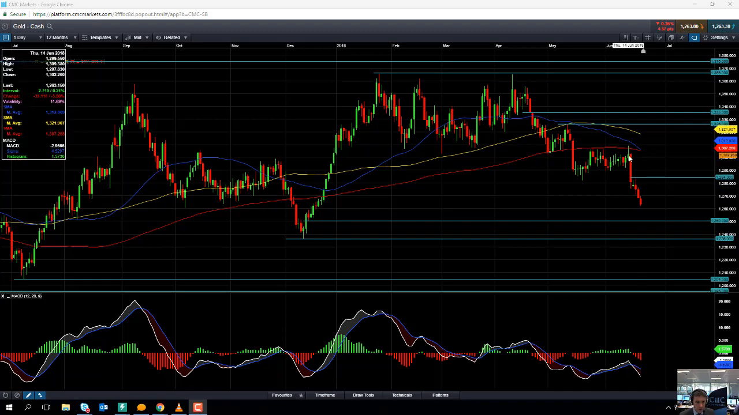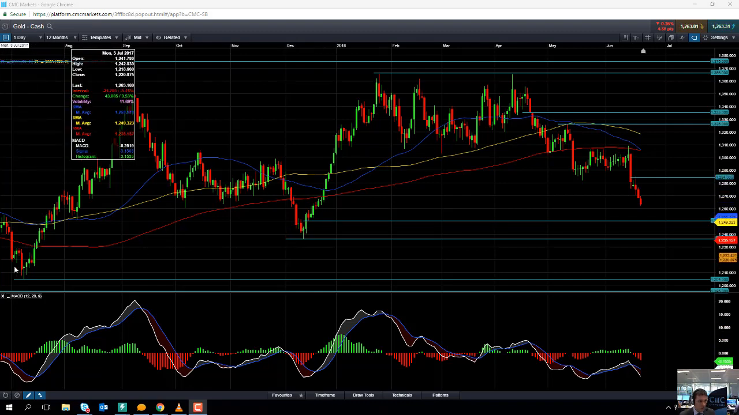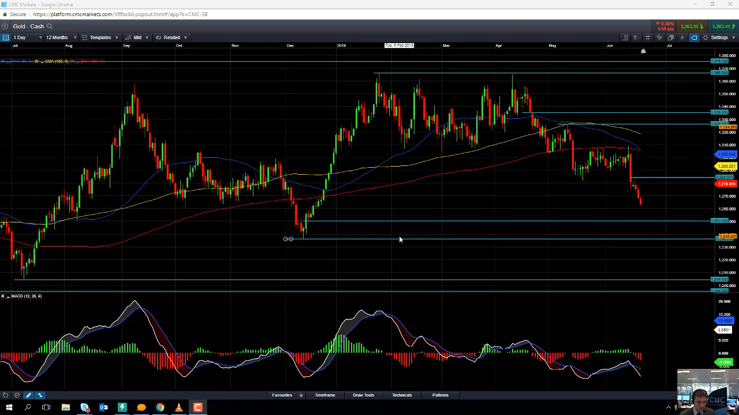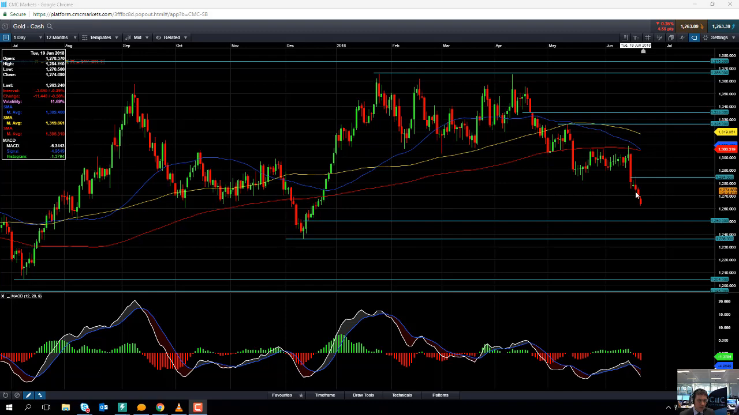So if the gold market does continue to push on lower from here, we could look at targeting 1250 or indeed the December low of 1236. And if you go beyond that, we could be heading back down towards the 1220 region or perhaps even as low as 1204.